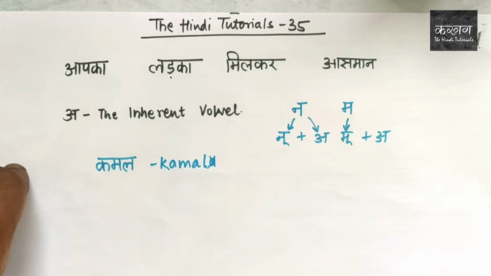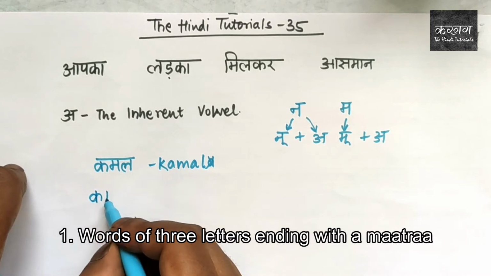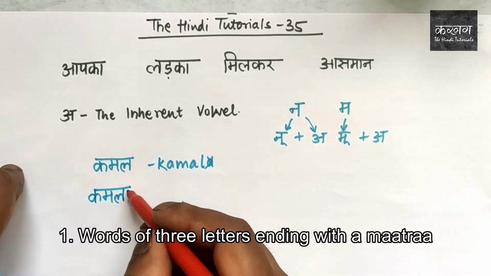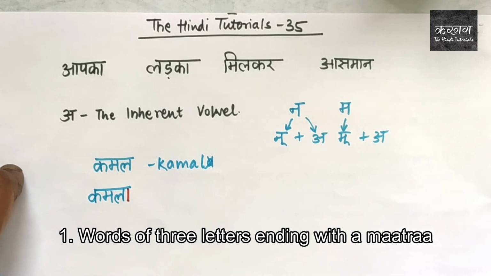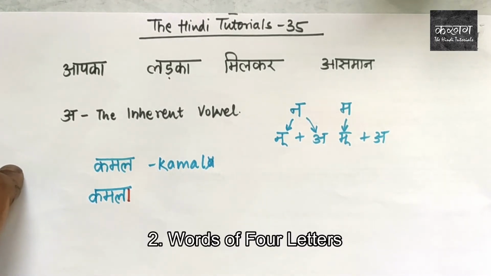As of now, we are going to learn two of them. What are those? Those are words of three ending with a matra and words of four.